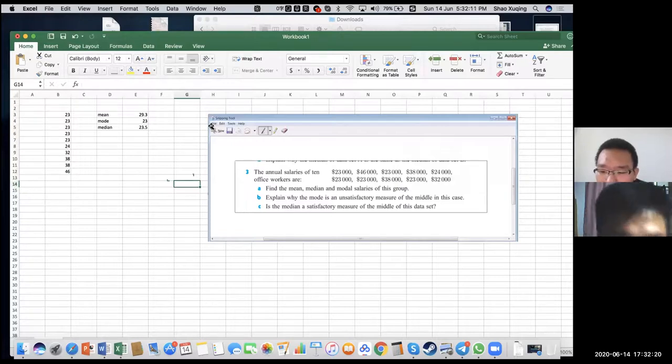Yeah. Oh, I just explained class C as well. Right. Yeah. So, in this case, the mean is a better measure of the middle. All right. Okay. Very, very simple.